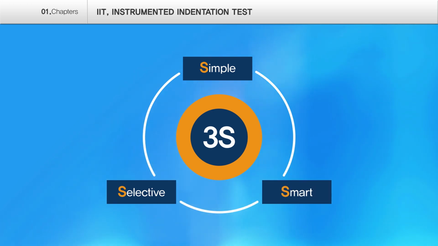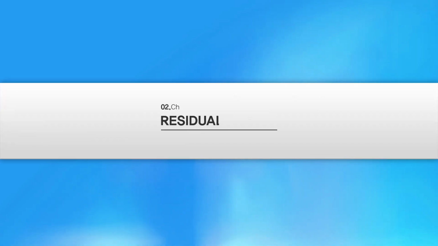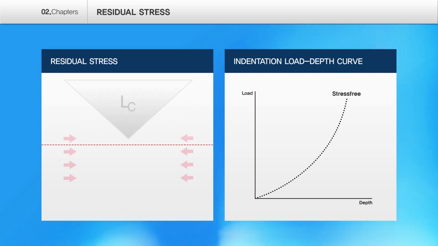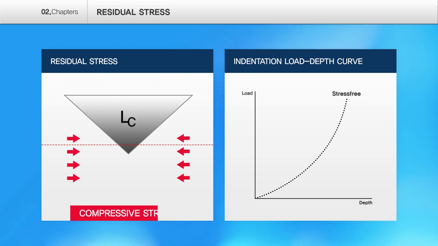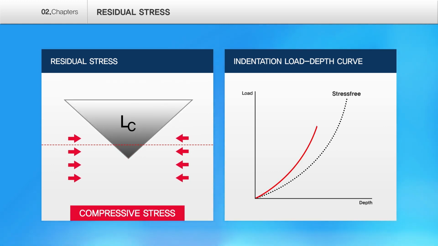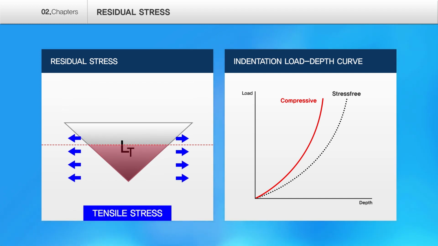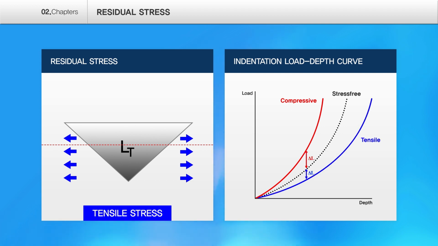Next is the introduction of measurement for residual stress with IIT. The aforementioned load depth curve also differs based on the residual stress state of the specimen. If we assume that the curve being created now as the loading curve represents the stress-free state, and the material is indented in a tensile stress state, pulled to both sides, then the maximum indented depth would increase. This means less load is needed to get the same indentation depth.